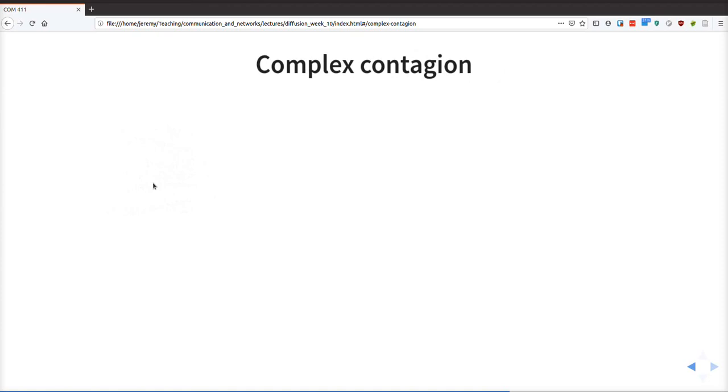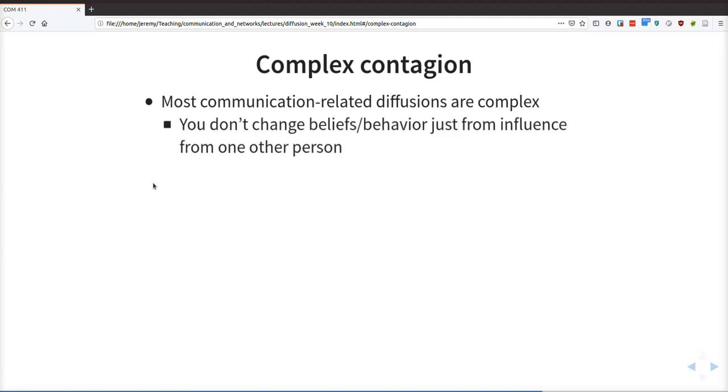The other approach, the main idea of how things flow, is complex contagion. Most things that flow through communication, or are influenced by communication in social networks, I would argue, spread only through complex contagion. We don't typically change our beliefs or our behavior just from the influence of one other person. That one friend who starts using Snapchat is typically not enough for us to start using it just because they do. That one person who takes up a new hobby is not enough for us.